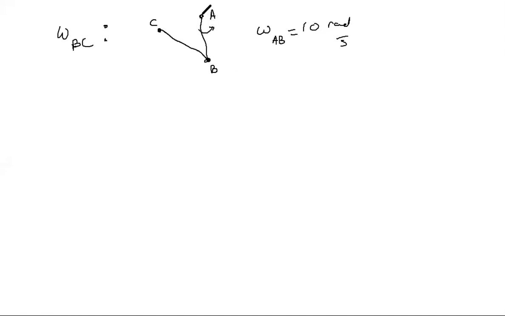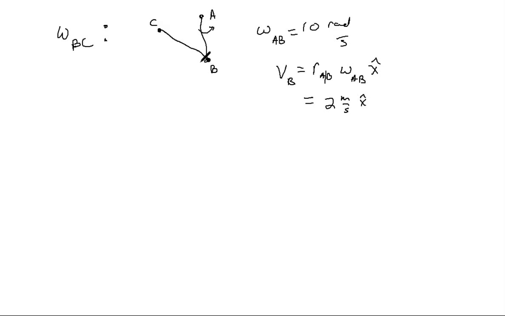Well, all right, I can just say then the velocity at B is going to be R AB, which was 0.2, times omega AB, and it's going to be in the x hat direction. So that's going to be 0.2 times 10, which is 2 meters per second x hat.